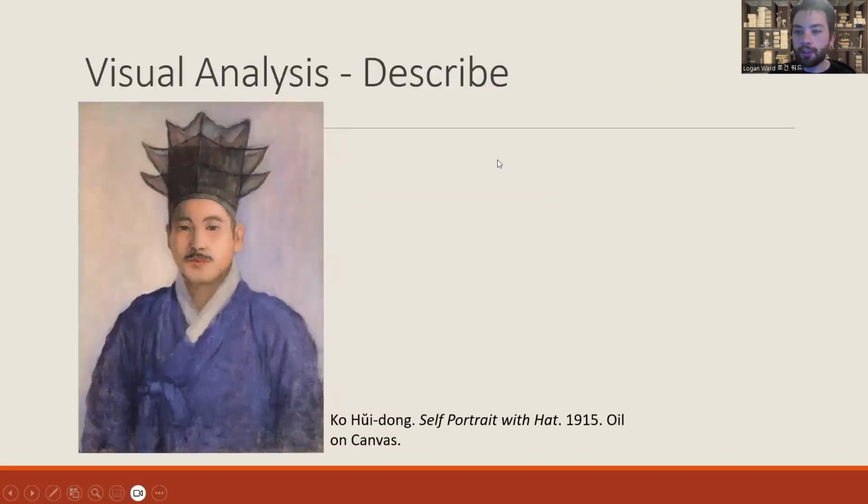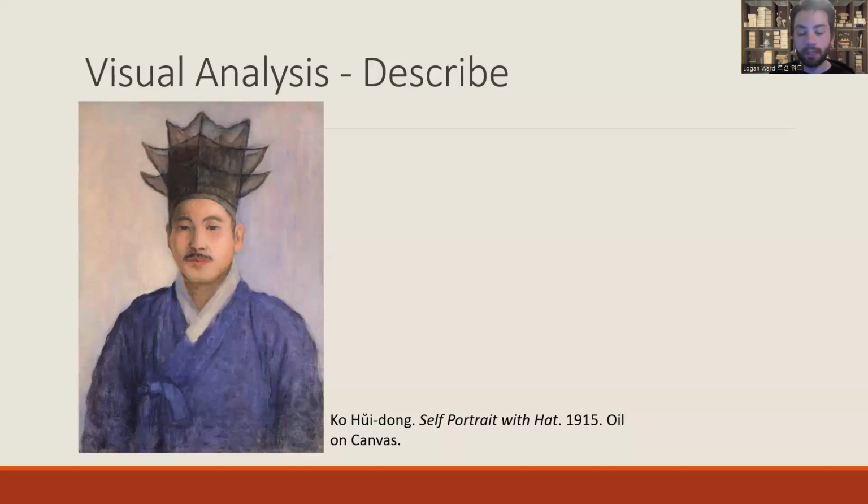And that brings us to Ko Hui-dong's style, particularly. So let's do a description of this here. So what are the basics? We already have the basics down here. Ko Hui-dong is the artist. It's a self-portrait with hat. You can say what's it called?